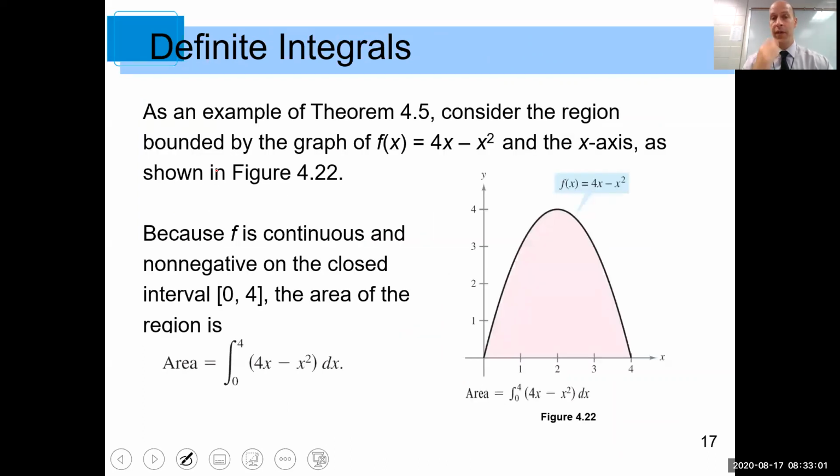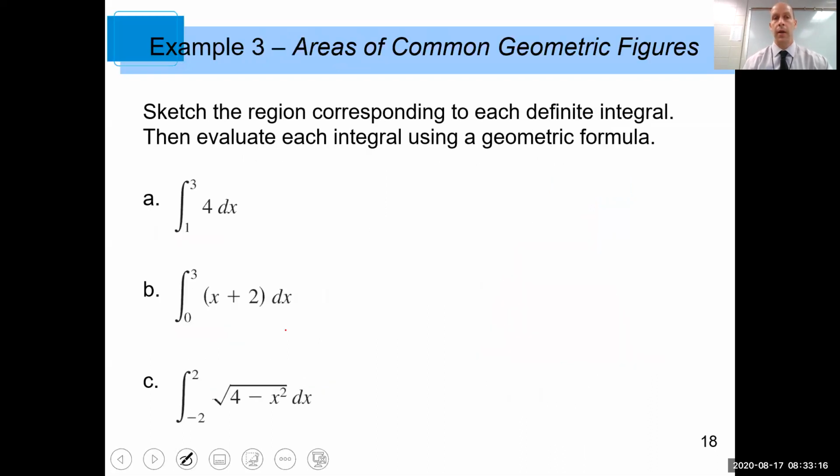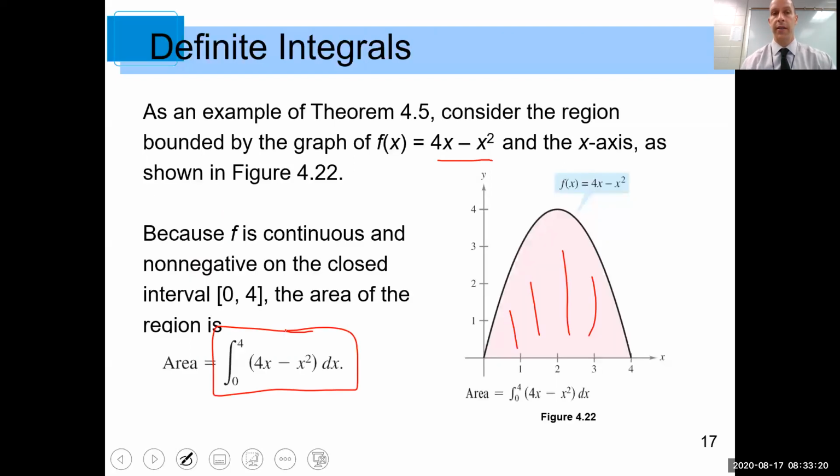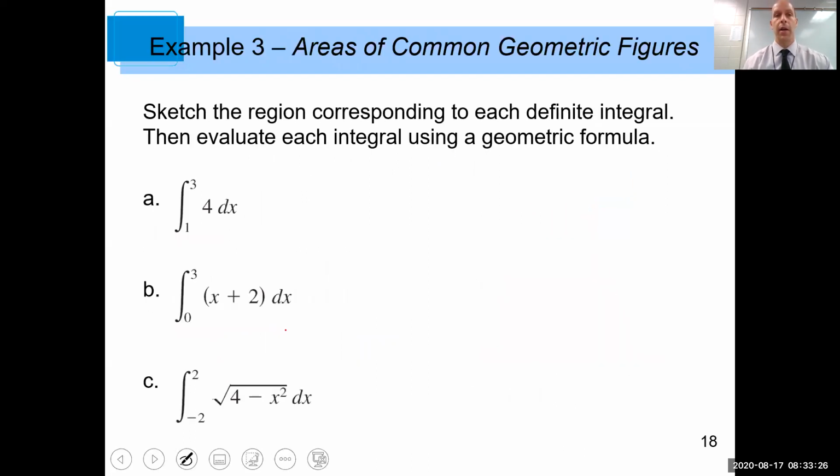As an example of this theorem, consider the function 4x minus x squared. If I want to find the area under this curve, I am simply going to evaluate the definite integral from 0 to 4. Now, example 3 is different than the previous example we've done here. I'm not going to tell you the answer. You can figure that out on your own with a calculator or do it by hand.